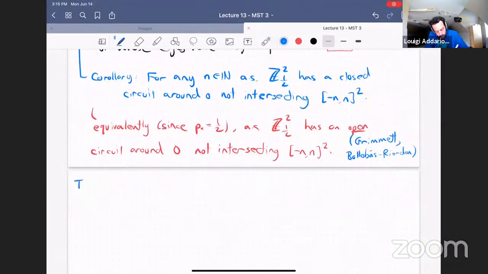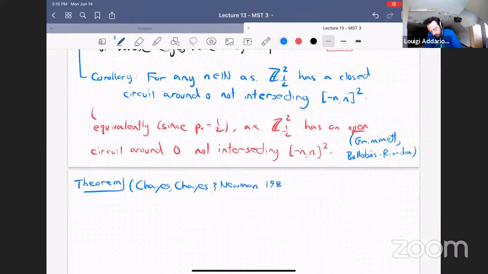But now I'd like to use this fact to say something about minimum spanning forests. So this goes back to Chayes and Newman again. I think I stated this on Friday. In Z^2, almost surely the minimum spanning forest is a tree. I've dropped the use of wired or free because we said they were equivalent in this setting.